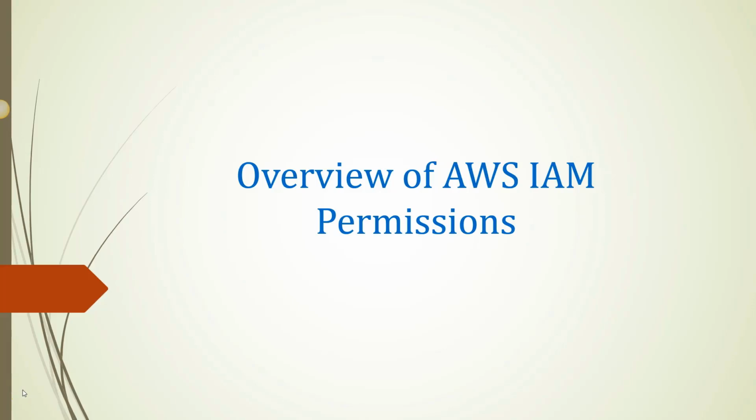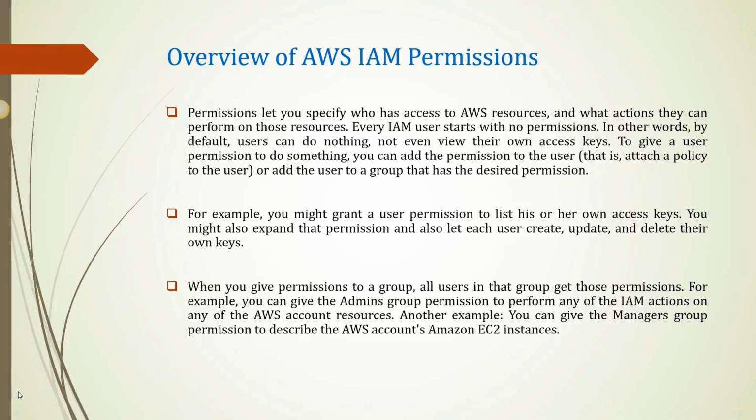Now let's talk about an overview of AWS IAM permissions. Permissions let you specify who has access to AWS resources and what actions they can perform on those resources. Every IAM user starts with no permissions. In other words, by default, users cannot do anything, not even view their own access keys. To give a user permission to do something, you can add the permission to the user or add the user to a group that has the desired permission.